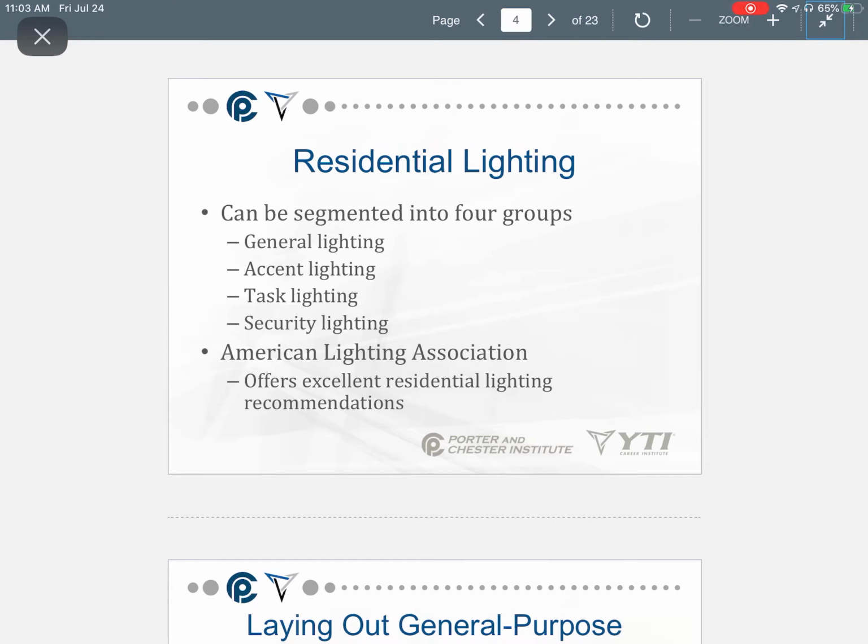Then we have task lighting. You're going to see task lighting in places like kitchens where you have counters, maybe in workshops, or if you have a workbench, that's where you're going to see task lighting. And then, of course, security lighting, outdoor lighting. Usually, those are your lights that are going to be on photo eyes or timers or things of that nature. The American Lighting Association offers excellent residential lighting recommendations. Again, recommendations, not to be confused with the NEC recommendations.